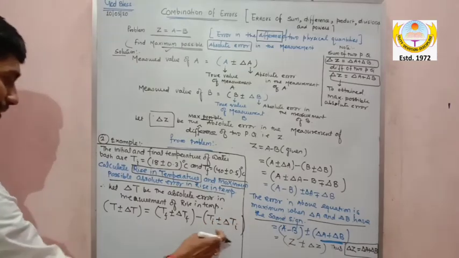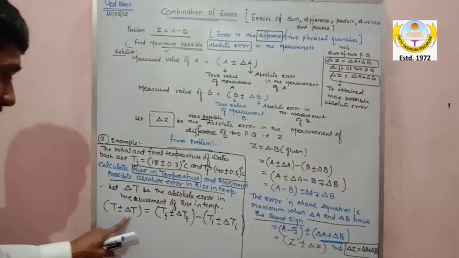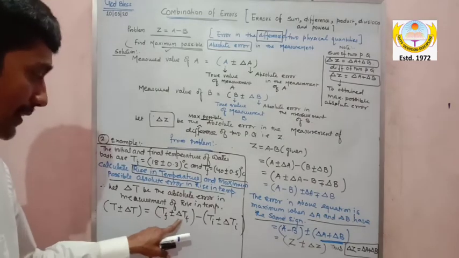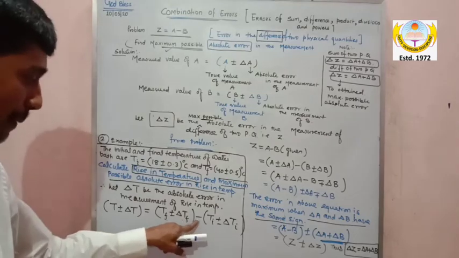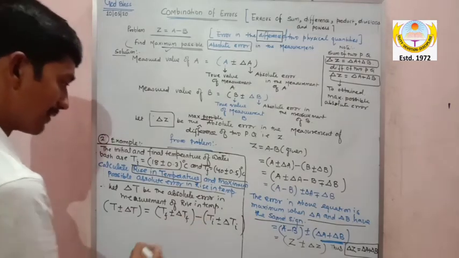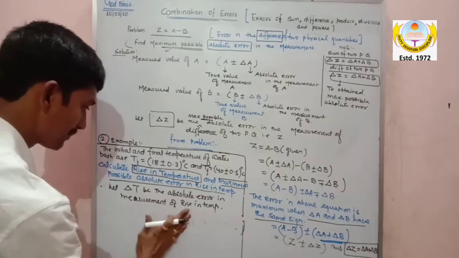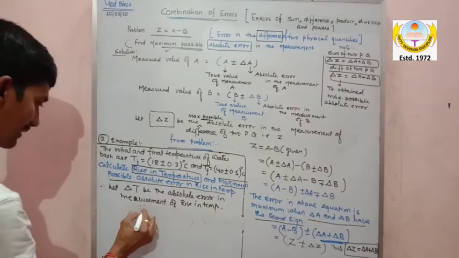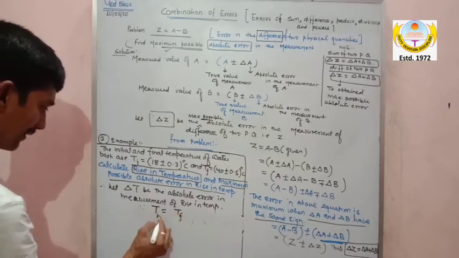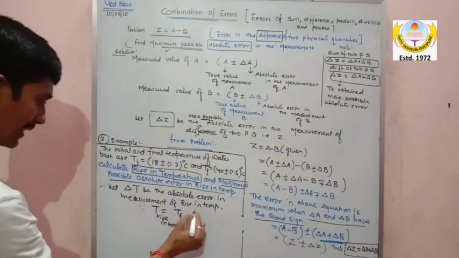So nice. This is the rise in temperature. This is the absolute error in rise in temperature. This is the true value of final temperature. This is the absolute error in final temperature. Minus. Why minus? Because it is the rise in temperature topic, and the formula says so. The rise in temperature is TF minus TI.